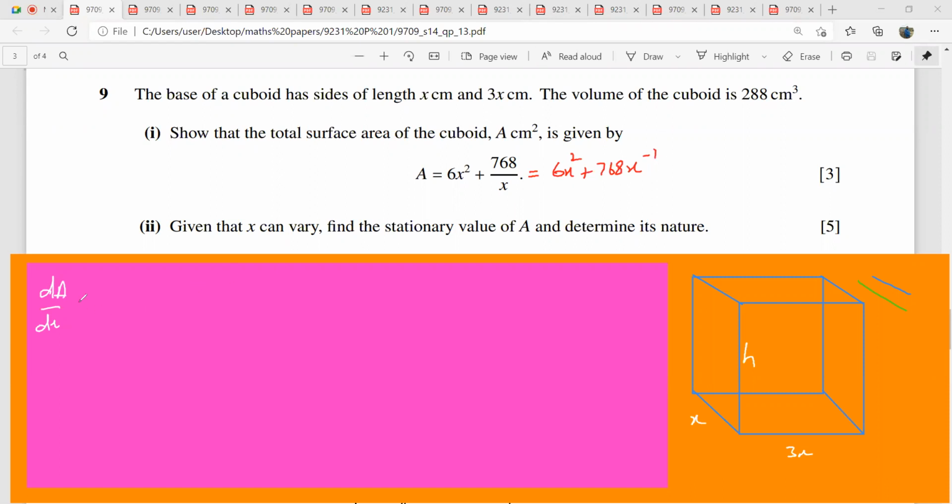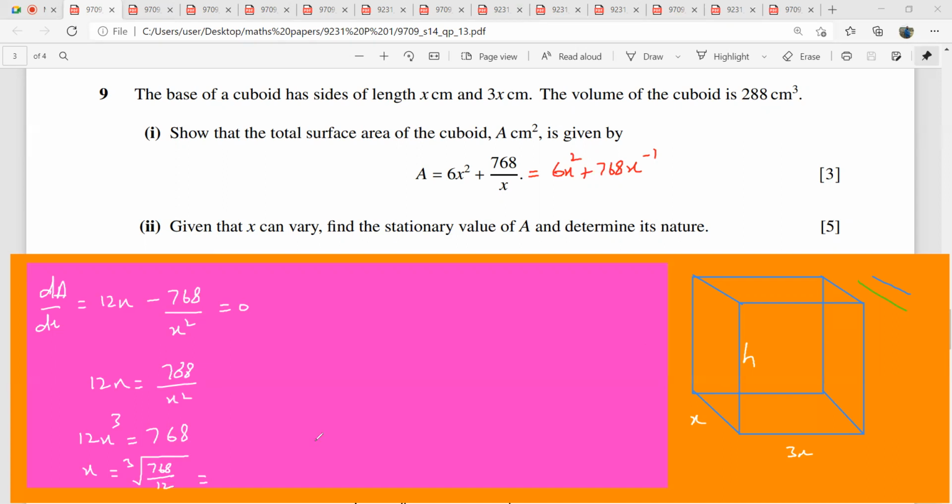So this is 12x and minus 768 x to the power minus 2. So that goes down here, x squared. And I put that equal to 0. So this becomes 12x equals 768 over x squared. So 12x cubed equals 768. Please someone tell me, what do we get from this? x is equal to the cube root of 768 over 12. So what is this x?